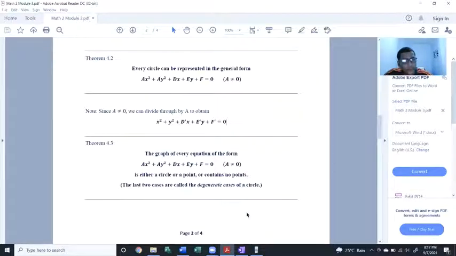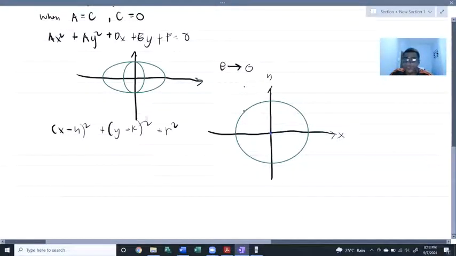So how can we distinguish between a circle, a point, or no point at all? Well, we can do it by inspection. Let's go back to our standard equation. Suppose this is our standard equation, and we want to transform it into the general form. By expanding this trinomial, we have x squared minus 2hx plus h squared plus y squared minus 2ky plus k squared equals r squared.